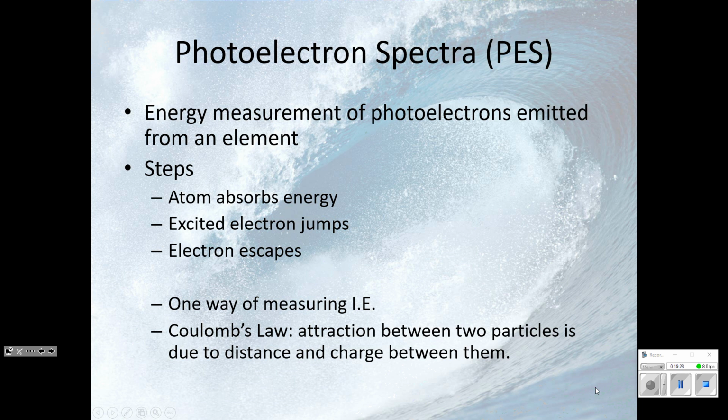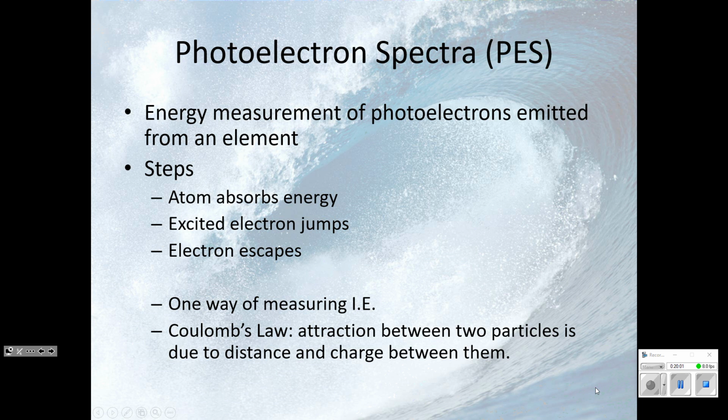This, by the way, is one of the techniques that we can use to measure ionization energy, a trend in the periodic table that we're talking about next class. So again, we're tying in electrons, photoelectron spectroscopy, and then trends all this week. And this is an application of Coulomb's law, which is brought up on your goal sheet today. Coulomb's law is just talking about the fact that the attraction between two particles is due to the distance between them and the charge between them.